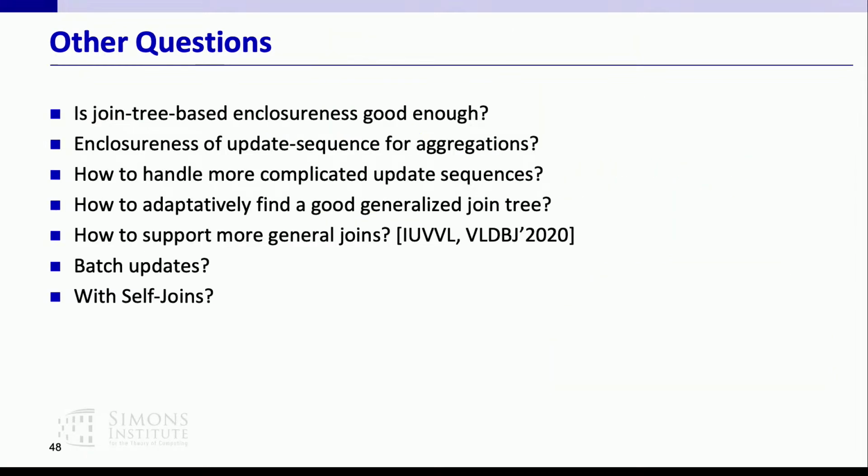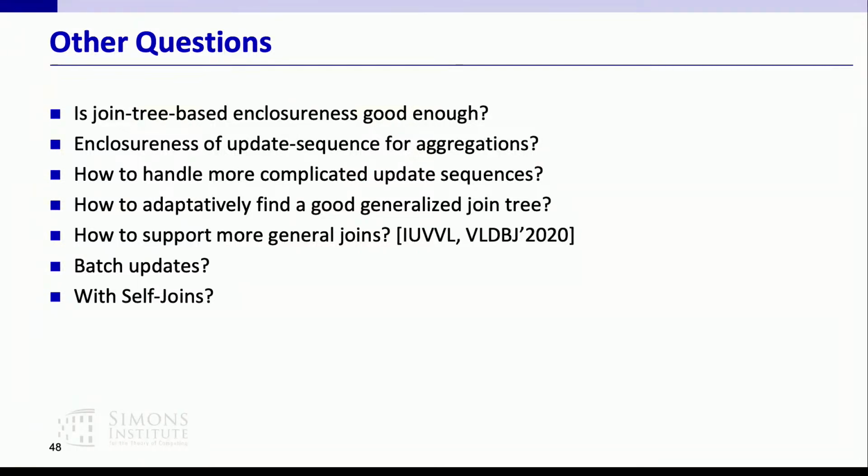So I will stop here with a few interesting questions. Is the join tree-based enclosure list good enough? And if it's good, how about the enclosure list for aggregations? How do we handle more complicated update sequences, which are not first in, first out, but have some other pattern or properties? How do we adaptively find a good generalized join tree when you have more information about the update sequence? And how do we support more general queries? I think Wolfgang has done some work on theta joins.